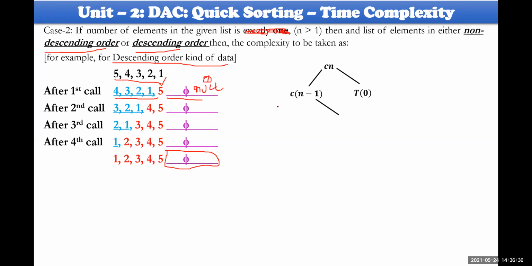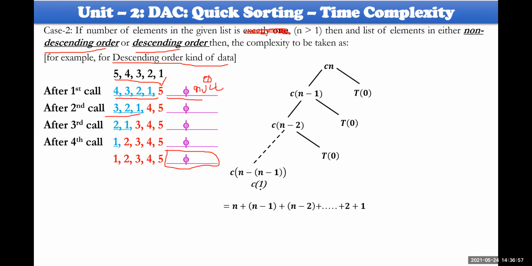Therefore, in the second recursive call, do you have any element on the right side? No. Left side, n minus 2 elements. Look at this, n minus 2 elements. Now this process will continue several times, up to n minus 1 times, that is T of 1. Only one element.